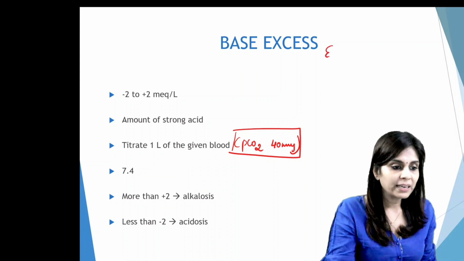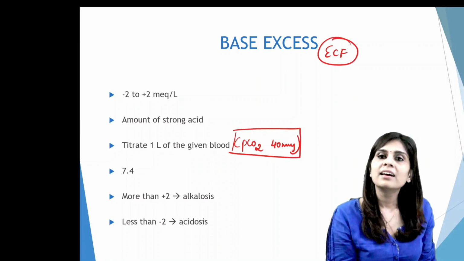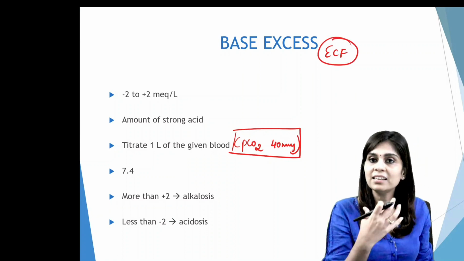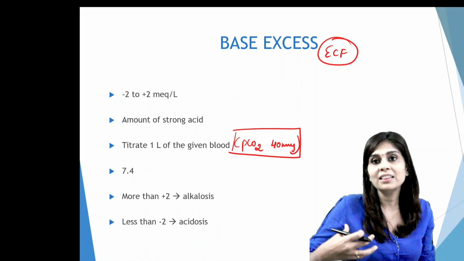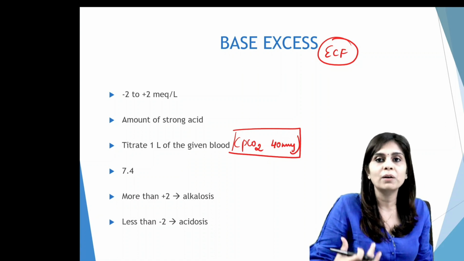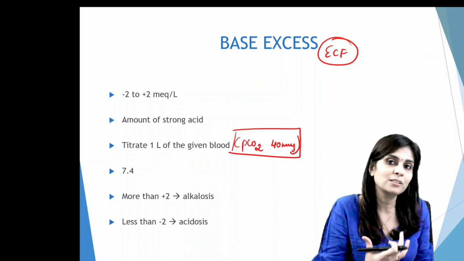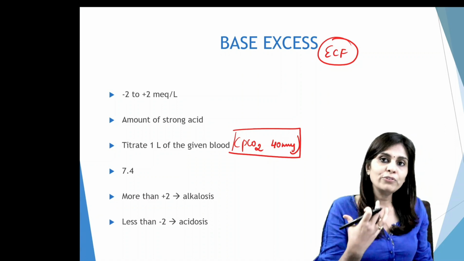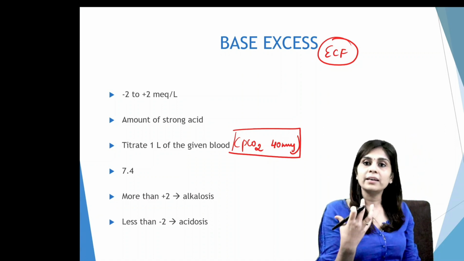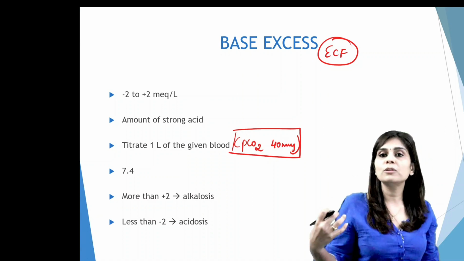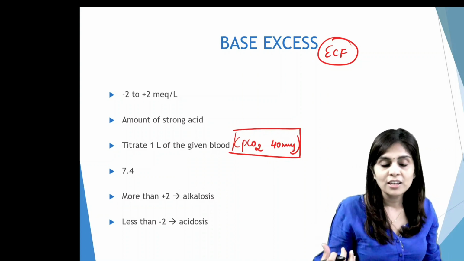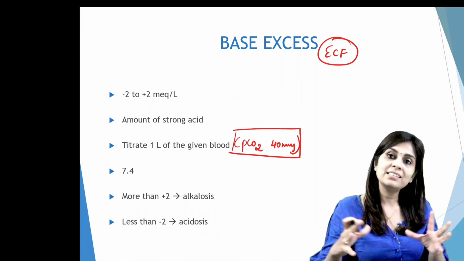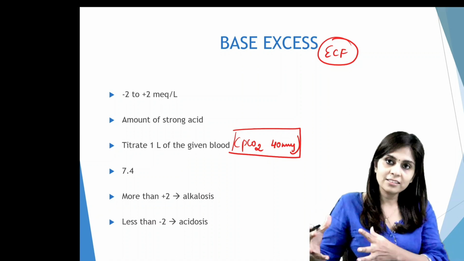Now, what is base excess ECF? Because we know that in our system, not just the blood, even the interstitial fluid will try to buffer when an acid or a base is produced. So, if you just calculate base excess in blood, you are not including the contribution of the interstitial fluid. So, what do we do to find out the base excess ECF, including blood and interstitial fluid?